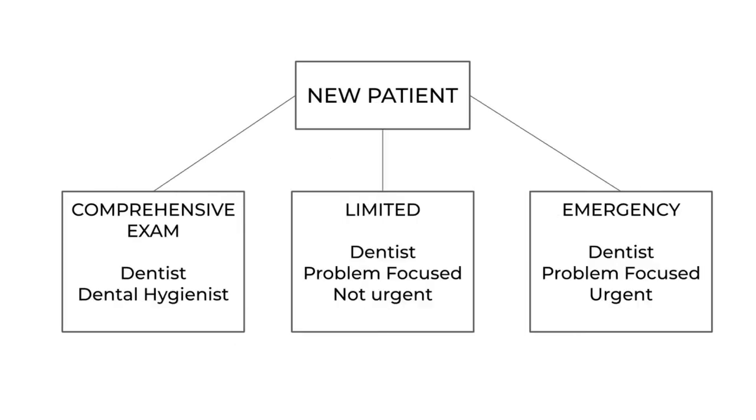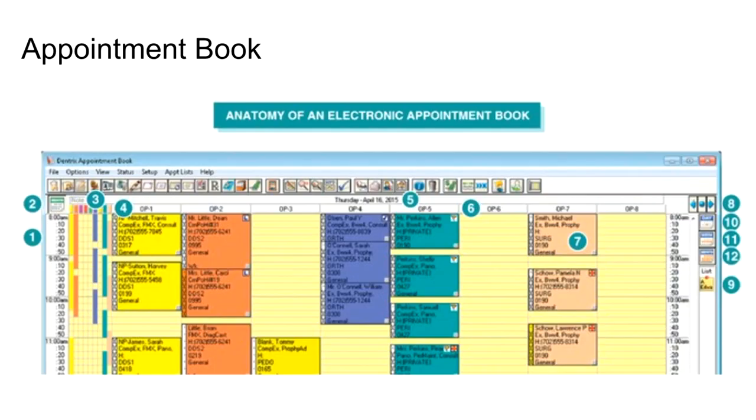I'm going to return to the appointment book. And just remember that each column represents a provider or a room. Providers might work across multiple rooms depending upon an office scheduling system, but patients will be classified as either new or existing.